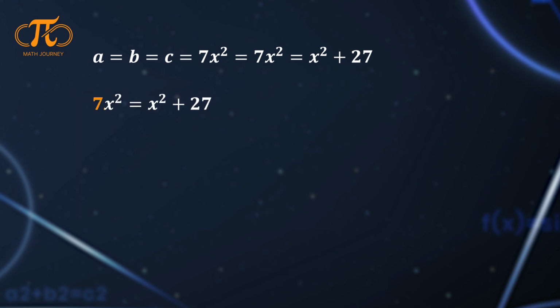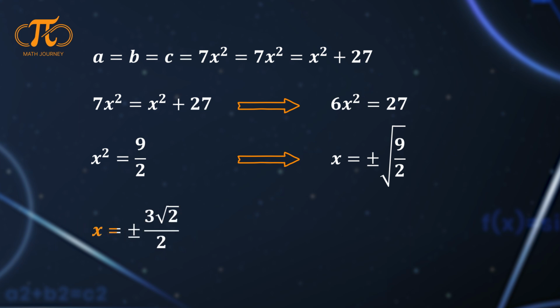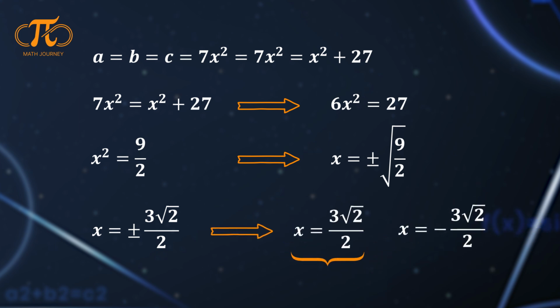To find x, start with 7 times x squared equals x squared plus 27. Subtract x squared from both sides, 6 times x squared equals 27. Divide by 6, x squared equals 9 divided by 2. Take the square root of both sides, x equals plus or minus the square root of 9 divided by 2. Simplify, x equals plus or minus 3 times the square root of 2, divided by 2. And there you have it, the two real solutions to our equation are x equals 3 times the square root of 2 divided by 2, and x equals minus 3 times the square root of 2 divided by 2.